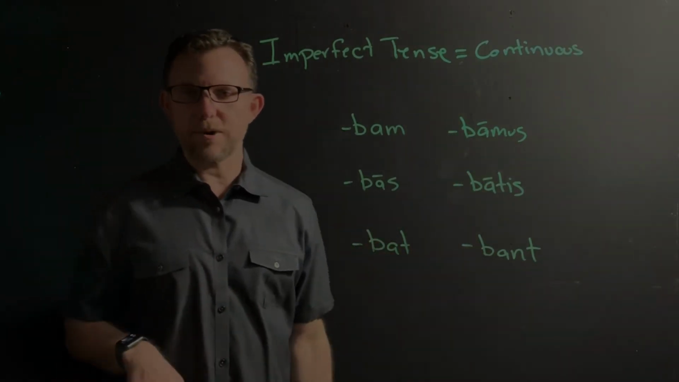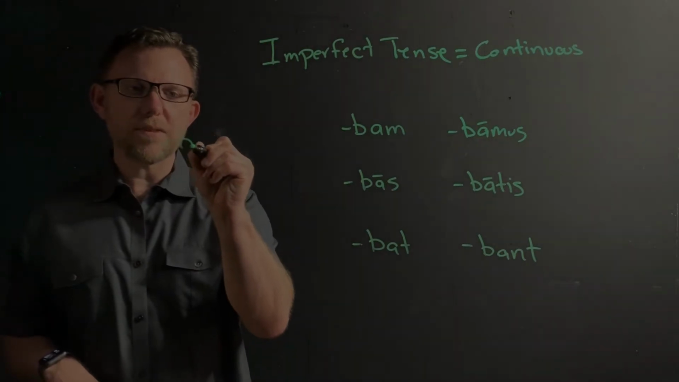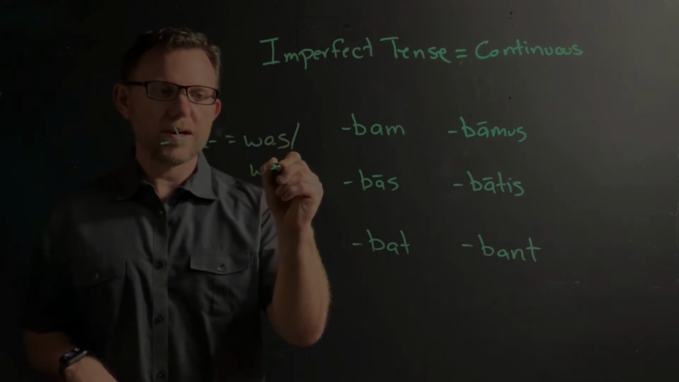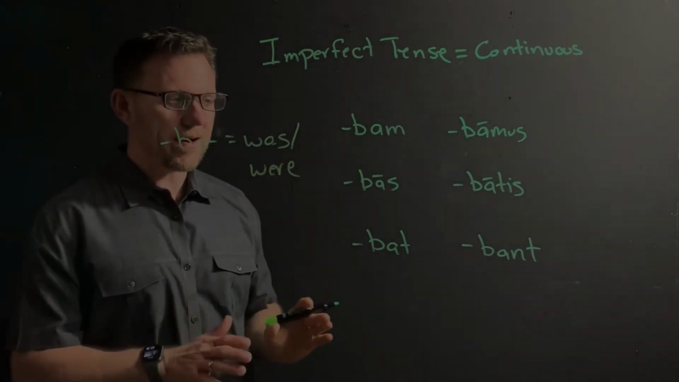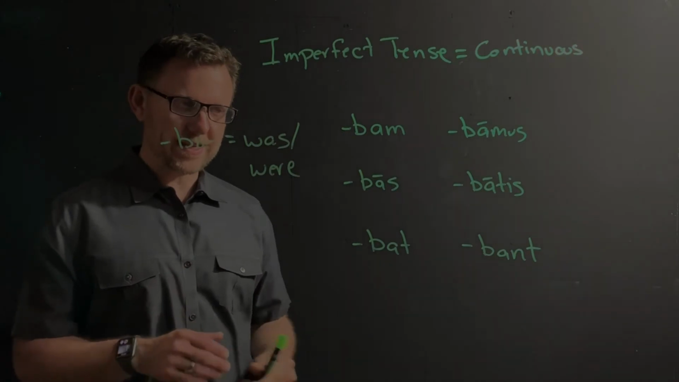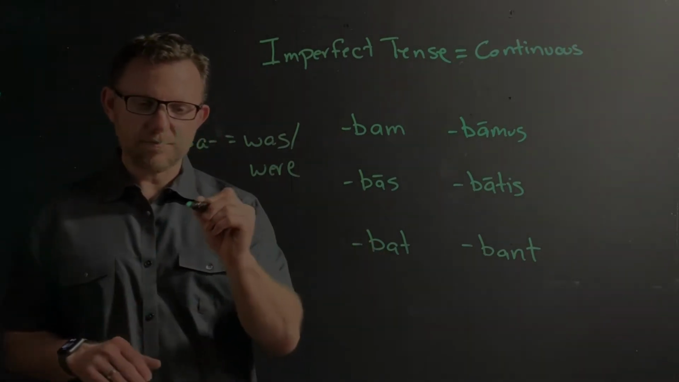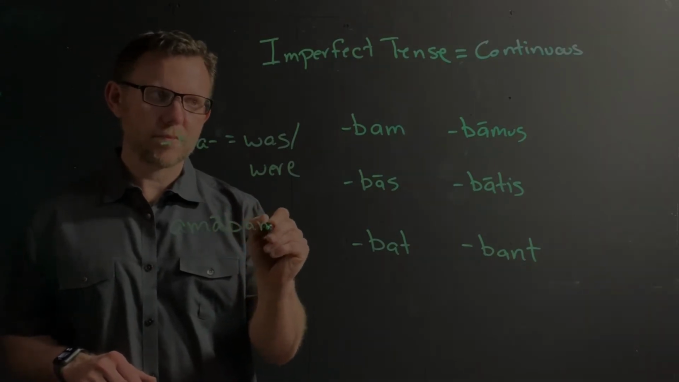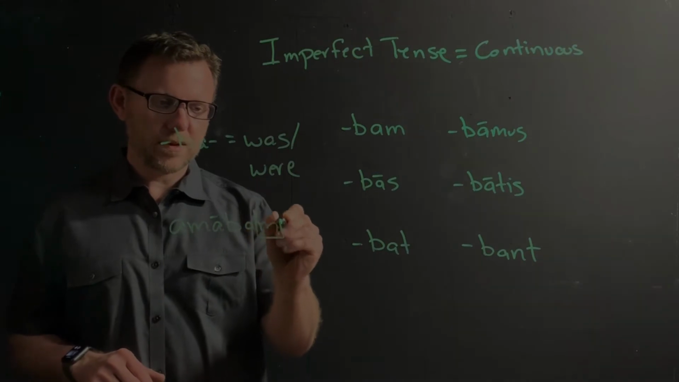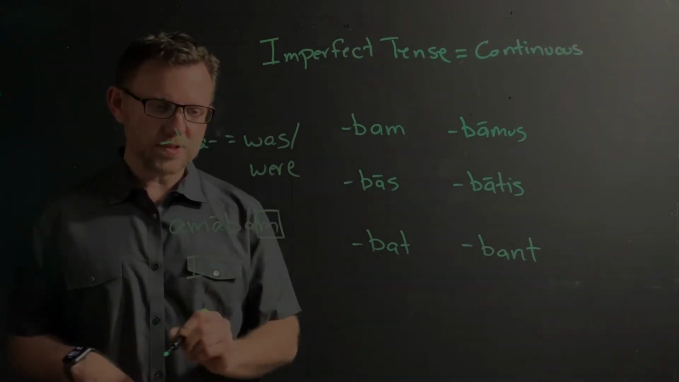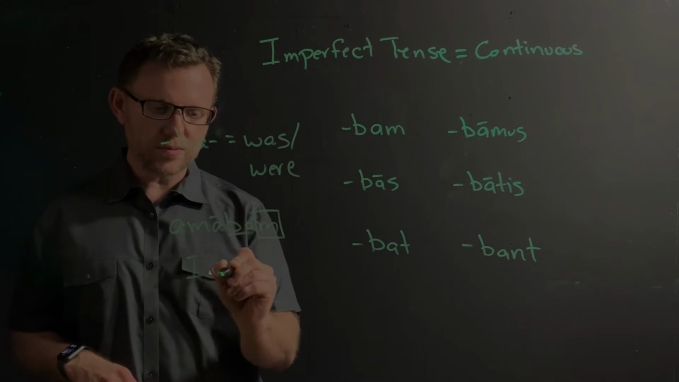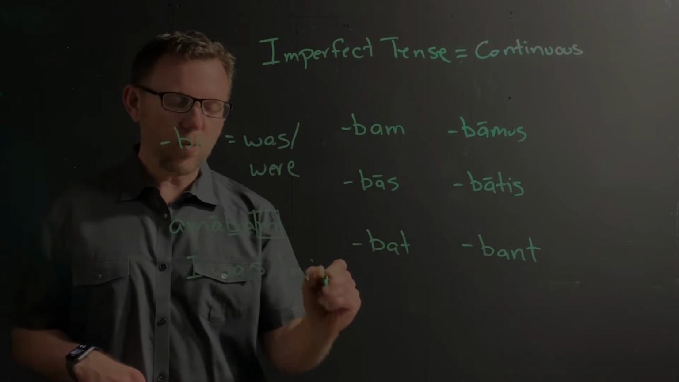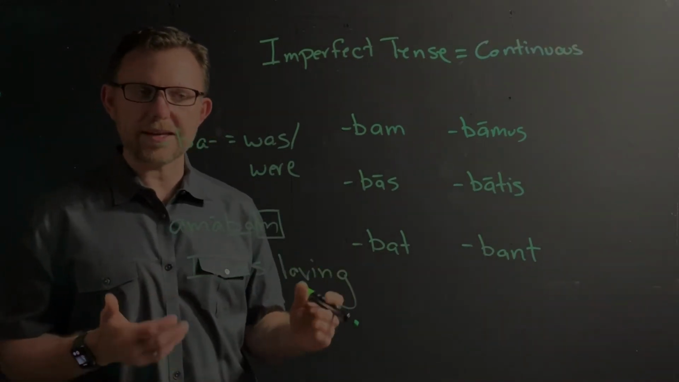Now when we translate the imperfect tense, I want you to think of the BA as meaning was or were. Now that's not technically true, but it's very helpful at this stage when we're translating the imperfect tense. So for instance, if you saw the word amabam, you would translate this, that would be the I, first person singular, but then your BA tells you was or were. I was loving. That's how we're going to translate the imperfect tense.